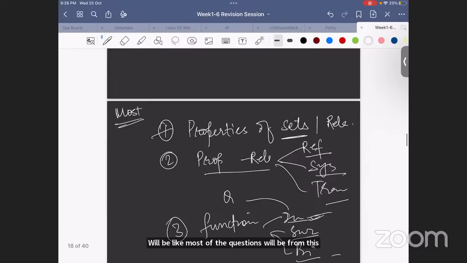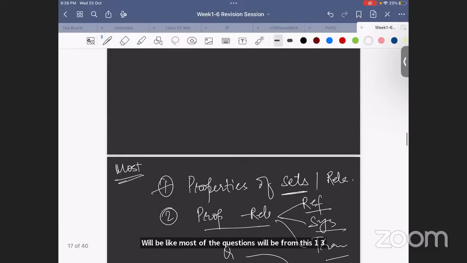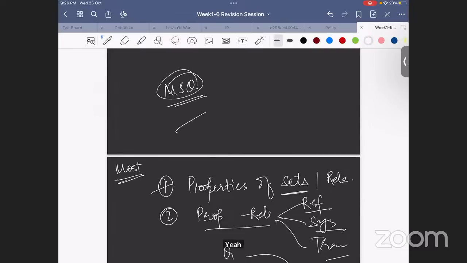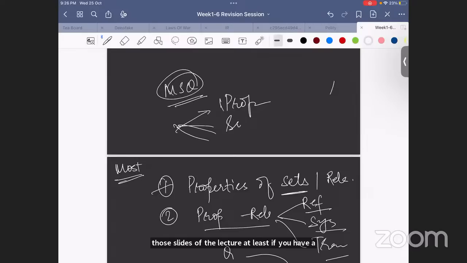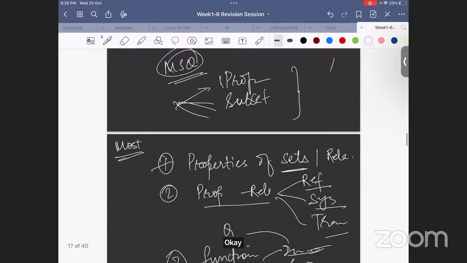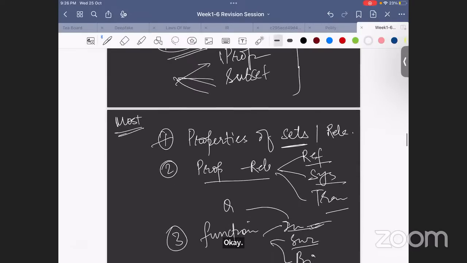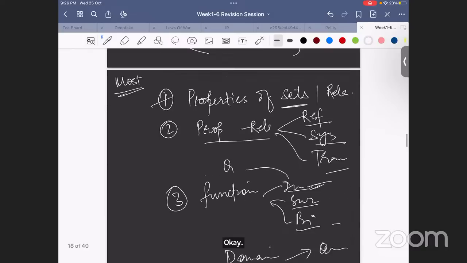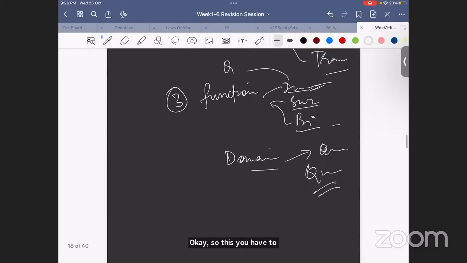Okay. And the one more thing that I told you, the Venn diagram and MSQ type of questions can be there. MSQ questions can have the property. So just read all those slides of the lecture. At least if you have time, just go through the slides. The proper subset, what is that proper subset? In the statement type of question, they can ask you, and then you need to pick out which of the following is incorrect or correct. So this you have to practice.